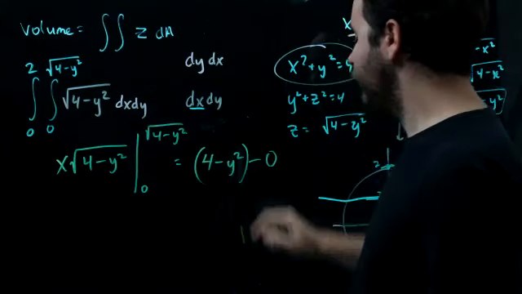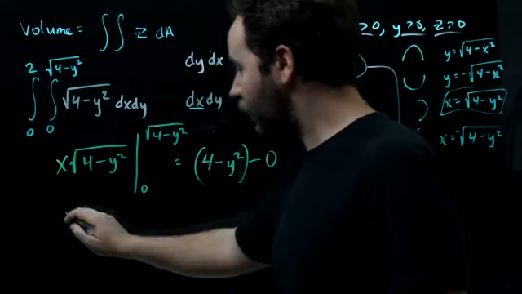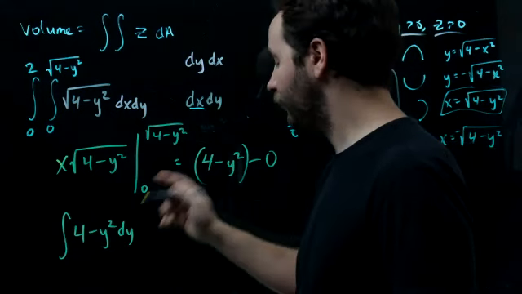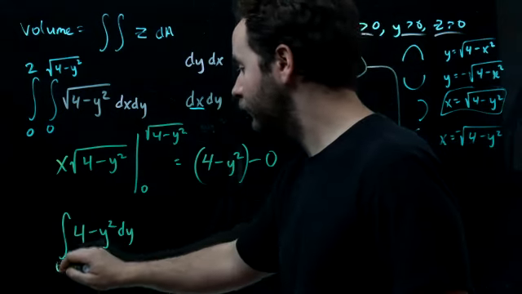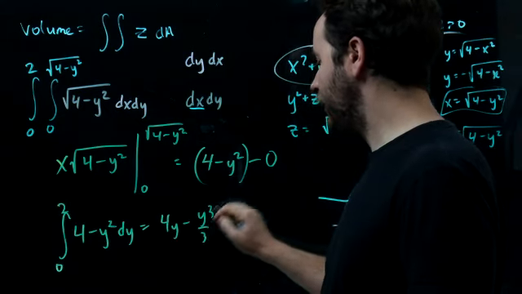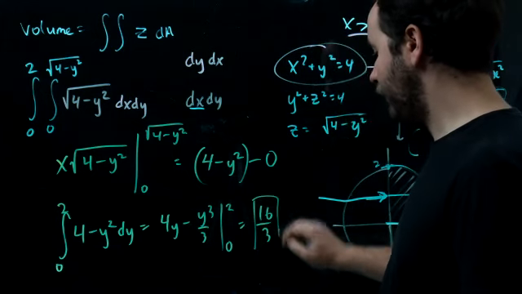Minus what I get when I plug in 0, but when I plug in 0, I get 0. So now I need to integrate 4 minus y squared with respect to y over the bounds 0 to 2. This gives me 4y minus y cubed over 3. Plug in 2, plug in 0, find the difference, and you're going to get 16 thirds. And that is your final answer.